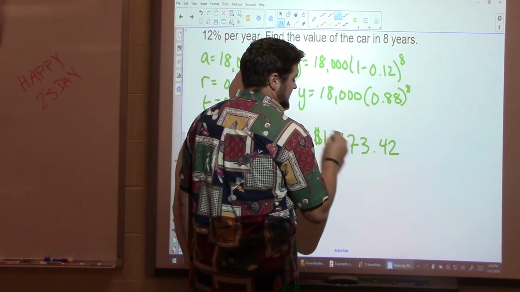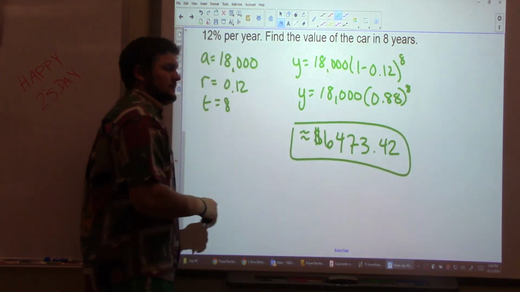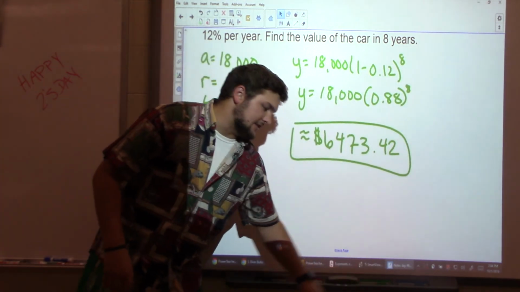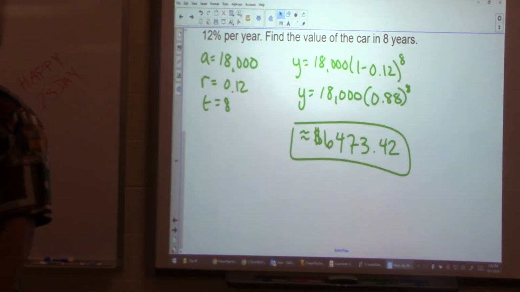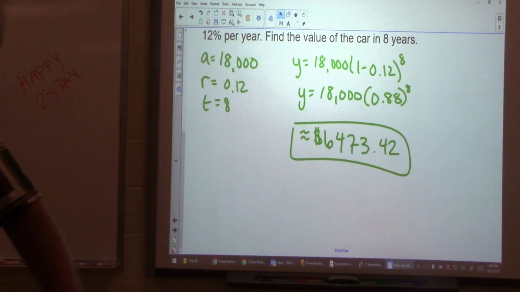$6,473.42. Your car lost $11,000 worth of value. That's horrible. Alright, is that it? Is that what we got? Any questions? All right.